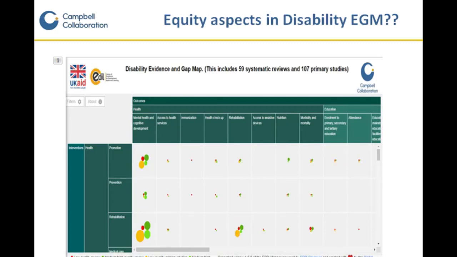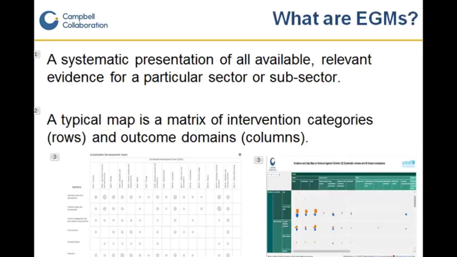Before I go on, I would like to very briefly mention what exactly evidence mapping is and what the basic methodology was that we used to get to this evidence gap map on people with disabilities. Very briefly, evidence and gap maps are a systematic presentation of all the available relevant evidence for a particular sector or subsector. They are typically in the form of a matrix of rows and columns, where your rows usually form the interventions and your columns are your outcomes.